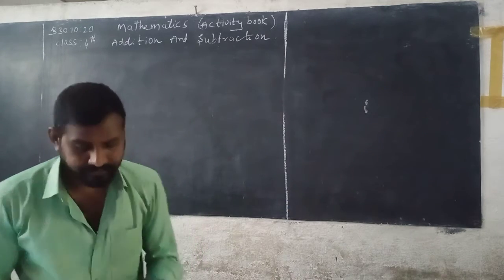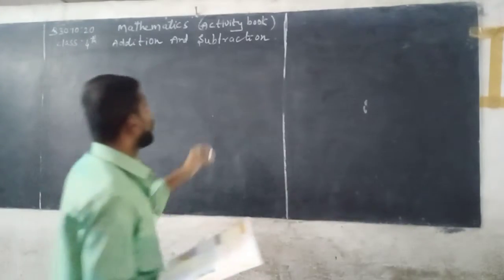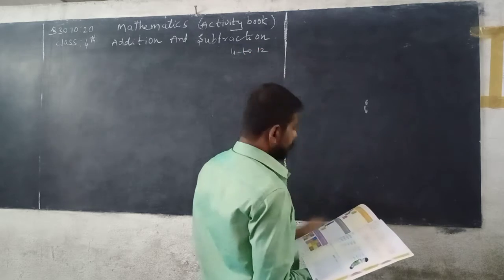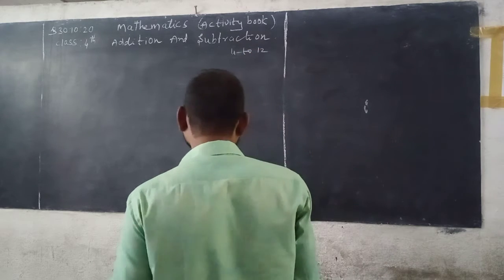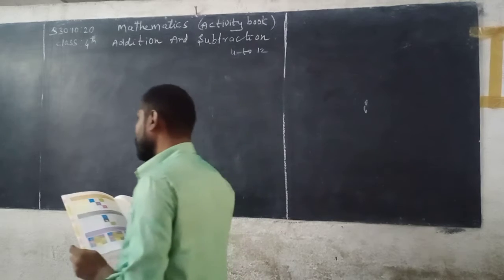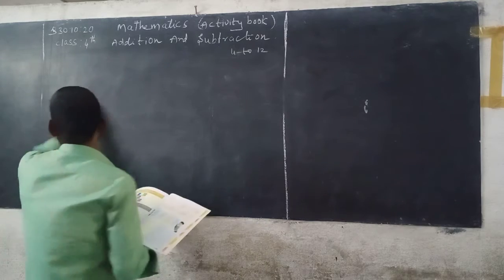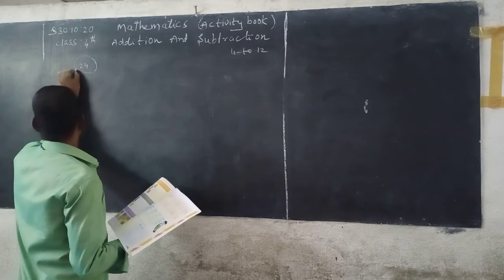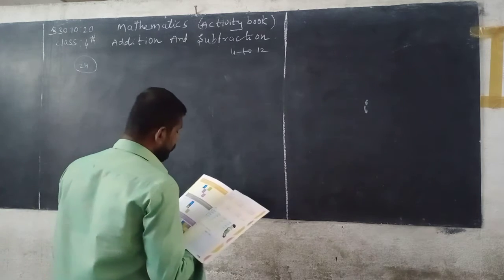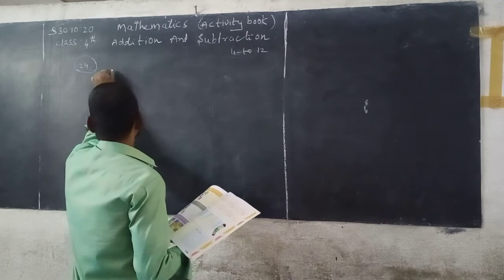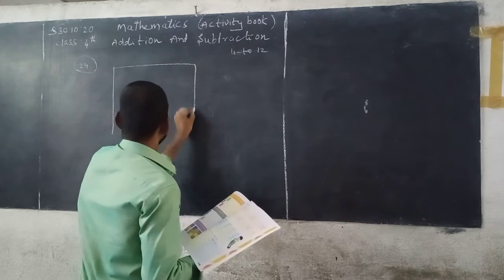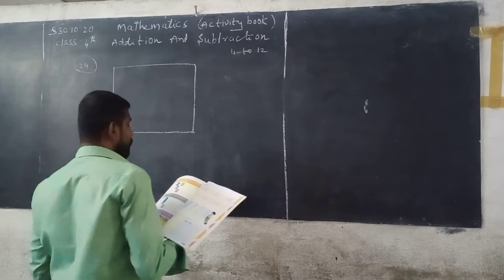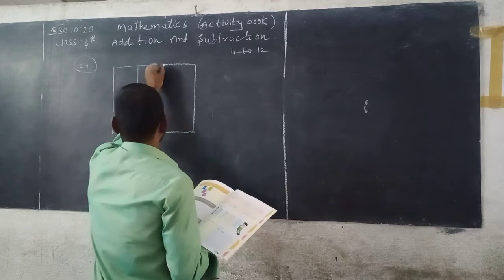Now next, use the numbers from 4 to 12 to fill the boxes, each row, column and diagonal must add up to 24. See here, use each number only once. That is the condition. Use each number only one time.